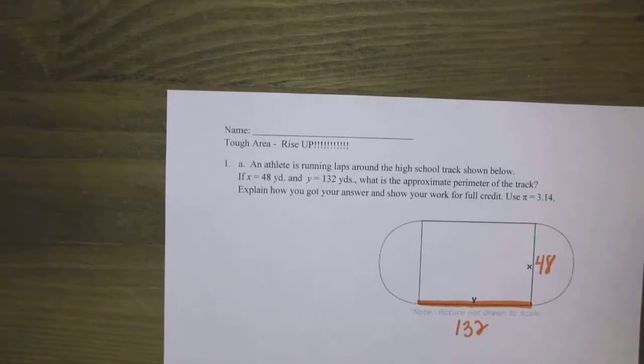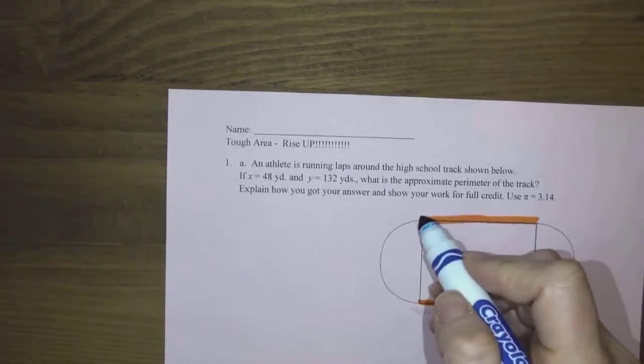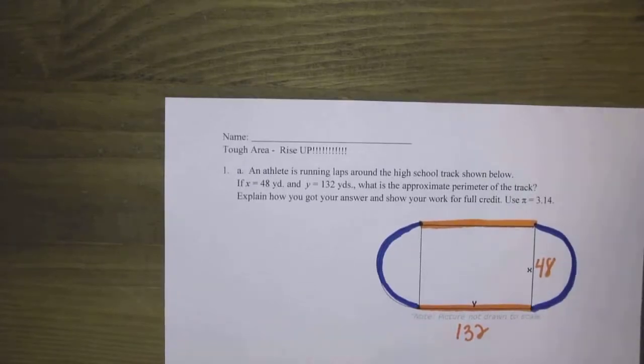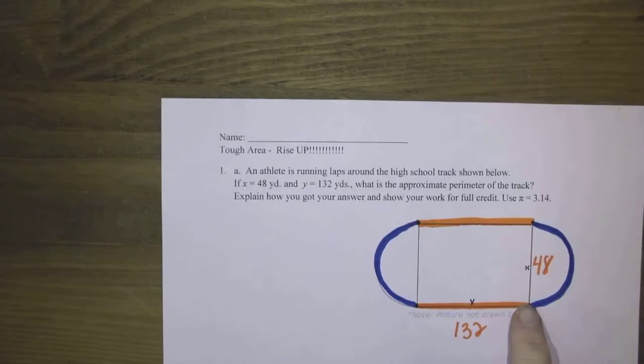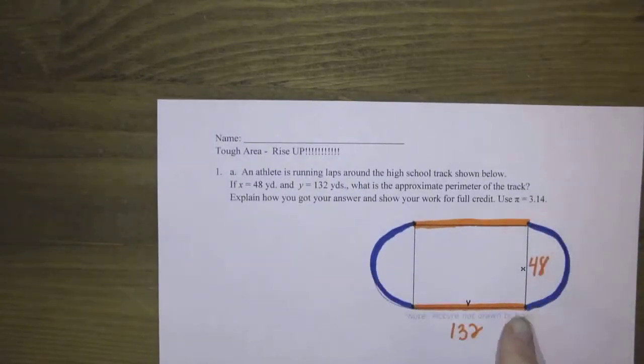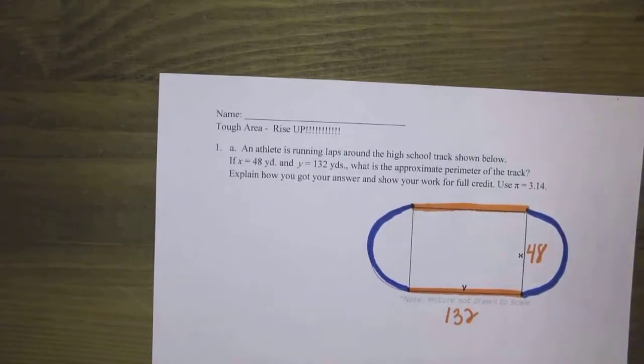Perimeter, make sure you're going around the track. That means you're doing this side and adding those up, but you're also running around the rounded areas right here, which together is the outside of a circle. So make sure you add up the orange and both blues when you go around. And the two blues make a full circle, so be careful when you do that.